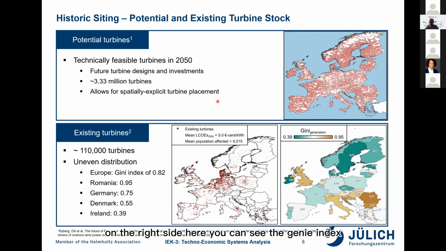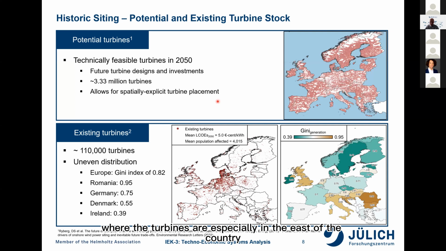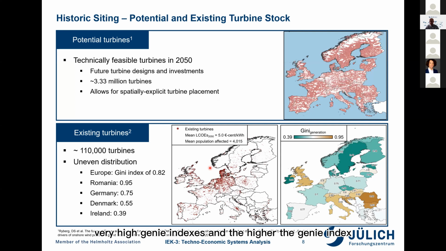On the right side here, you can see the Gini index, so how evenly the turbines are distributed in every country. And you can see that in many countries, for example, Romania, where the turbines are especially in the east of the country, or Germany, where they are located in the north, these countries have very high Gini indexes, and the higher the Gini index, the lower the regional equality is. On the opposite, Ireland, for example, has a low Gini index, so a high regional equality. The turbines are distributed very evenly.